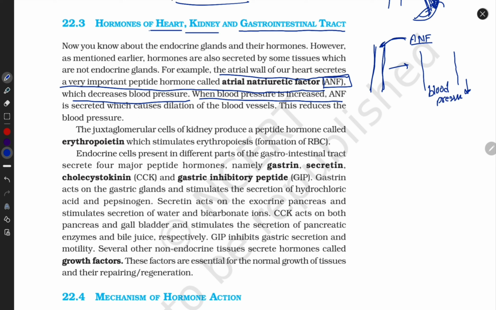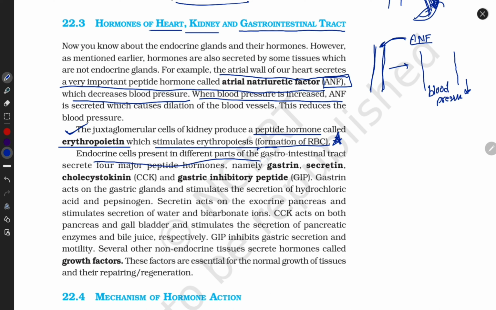Another is the kidney. Kidneys secrete one peptide hormone. We call it erythropoietin. According to its name, it stimulates erythropoiesis, formation of RBC. Very important, very important. Remember one thing. Remember all the hormones that form RBC.